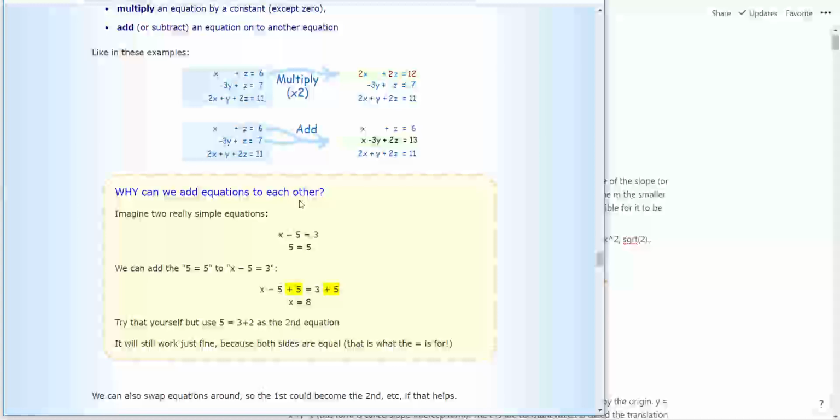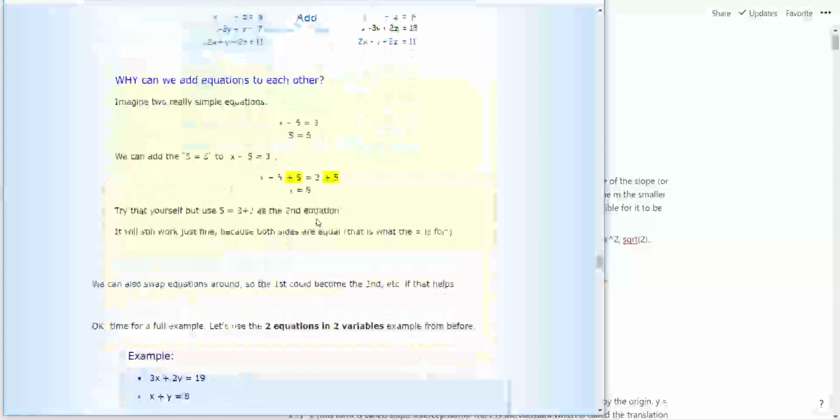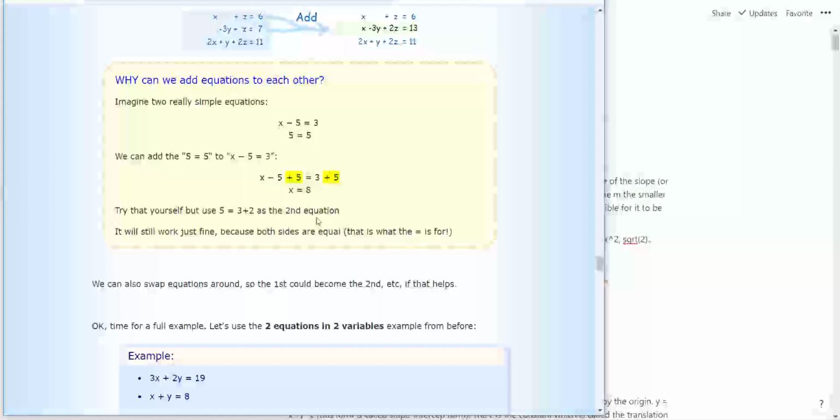Imagine 2 really simple equations, right? So we can add the 5 to x minus x would equal 8. If we add them together, x would equal 8. Yep, this is just fine because both sides are equal, and that is what the equal sign is for anyway.